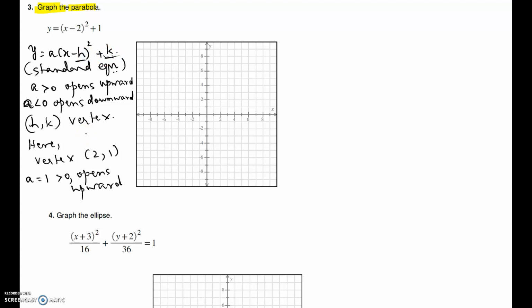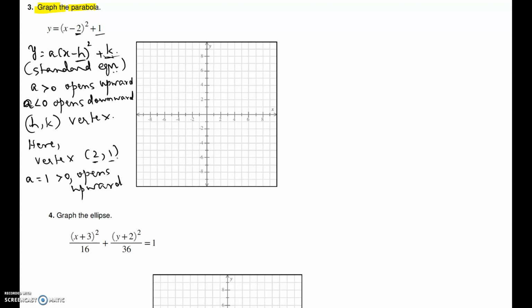So in our problem, if you identify the given equation with the standard one, a equal to 1 here, so the coefficient in front of x minus 2 the whole square, there is nothing, that means it's assumed 1. It's positive, so the parabola opens upward. The vertex is 2, 1. So when we graph this, we found out 1 point on the graph.